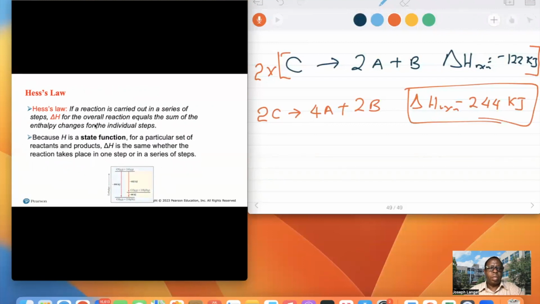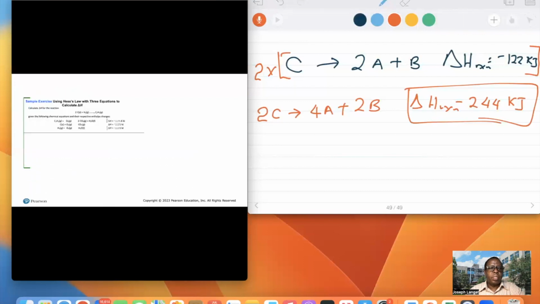We looked at the state function before, just like change in internal energy for the system. Enthalpy for reaction is also a state function. It doesn't really matter how many steps we take. That's all about Hess's law. You need to know that. Let's see an example here on Hess's law.